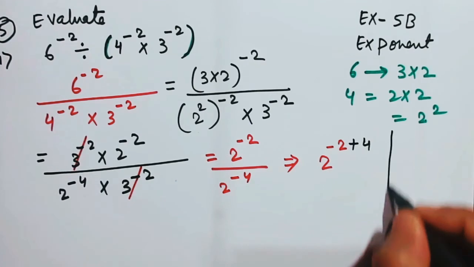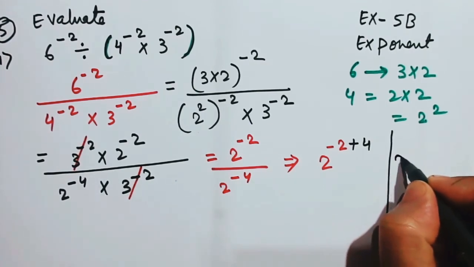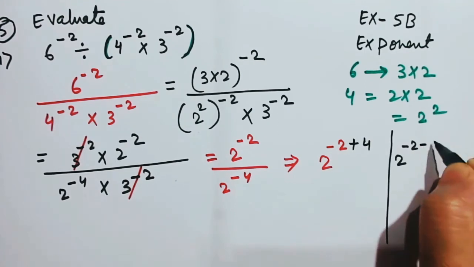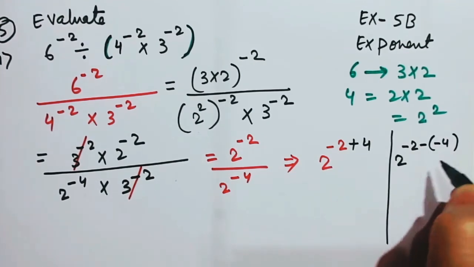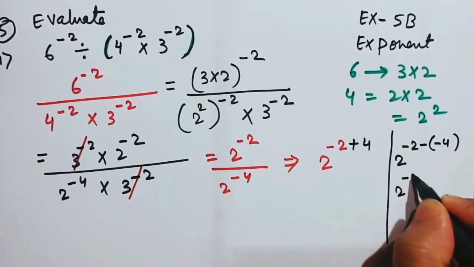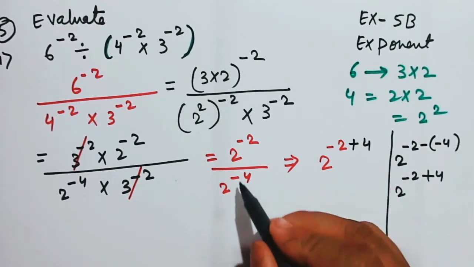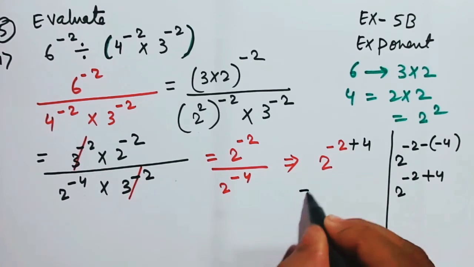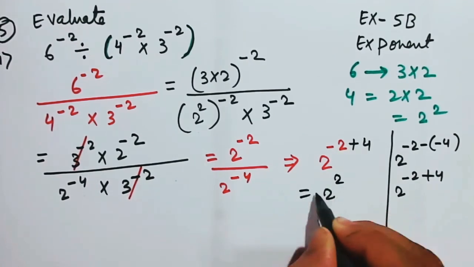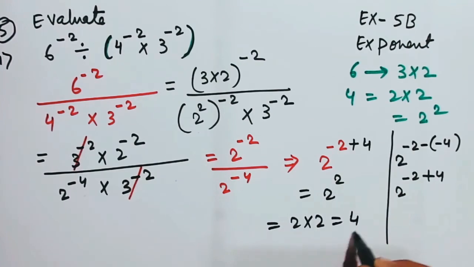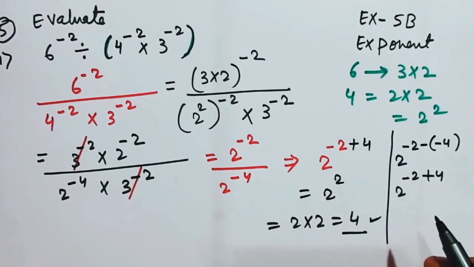How? You can see here, 2 to the power minus 2 minus minus 4, so 2 to the power minus 2 plus 4. So why go this way around? We will directly change the sign. It is equal to 2 to the power 2, and 2 to the power 2 is equal to 2 times 2, equal to 4. Let's concentrate on the other one, number 2.